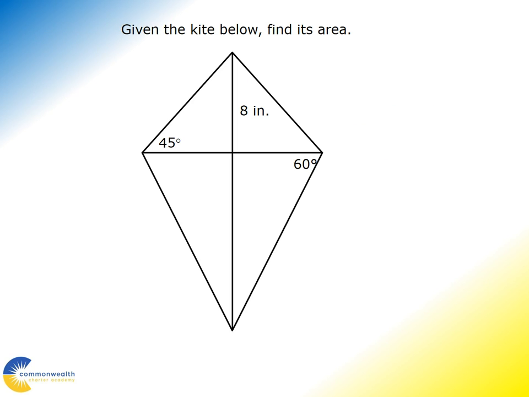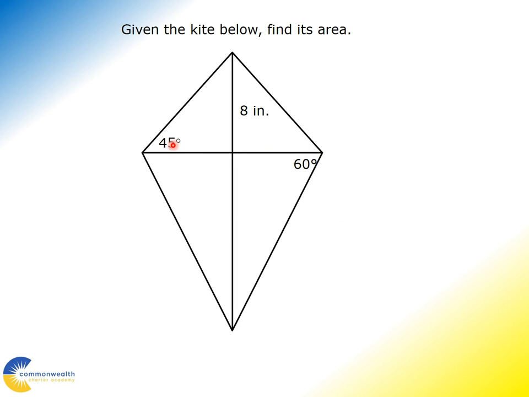The next figure you were given to find the area of was this kite. You're still expected to know characteristics about a kite, but there's certain things about this one we have to figure out first, because right now the only length I'm really given is that this side here is 8 inches. However, I do know that on a kite, its diagonals are perpendicular.